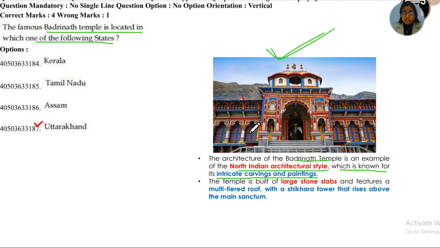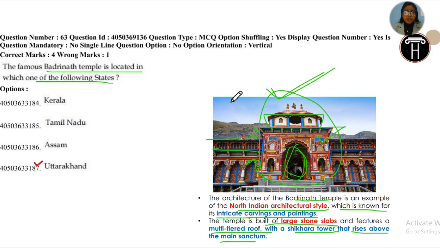As you can see on its elevation, it has n number of carvings and paintings, and this building is built of large stone slabs, and it features a multi-tiered roof. As you can see, this is the multi-tiered roof with a shikhara tower. This is your tower that rises above the main sanctum. The main sanctum will be over here, and this is your shikhara tower and the multi-tiered roofs. So these are some of the architectural elements of the Badrinath temple, which is located in Uttarakhand.